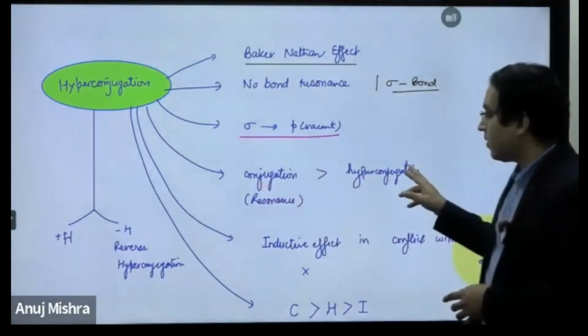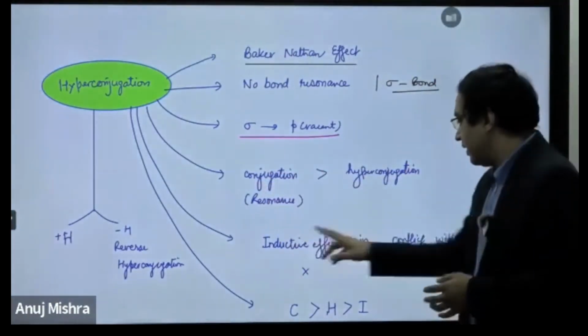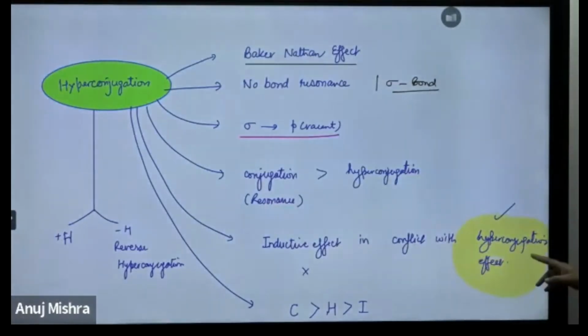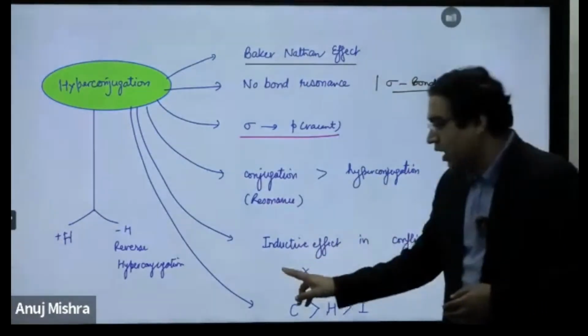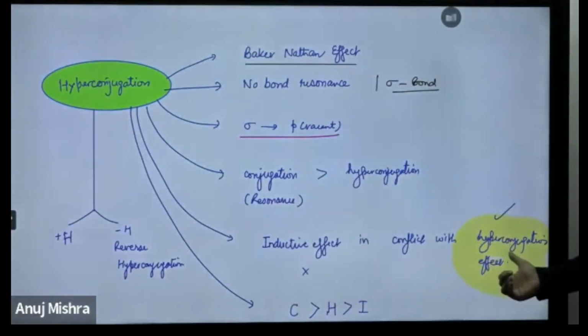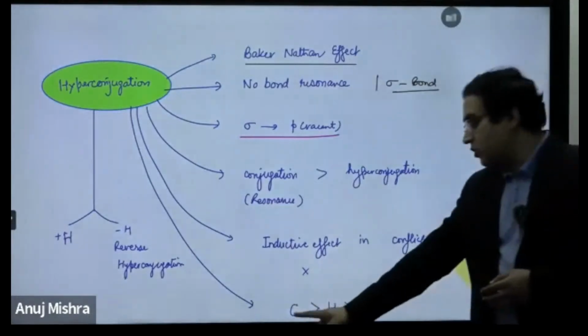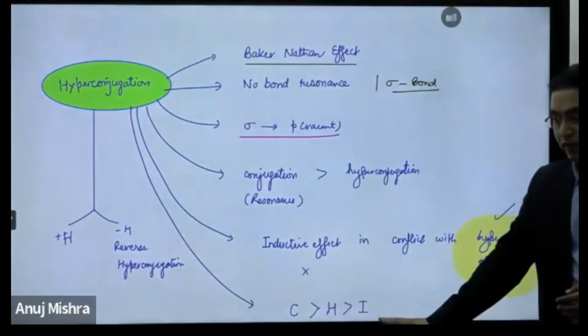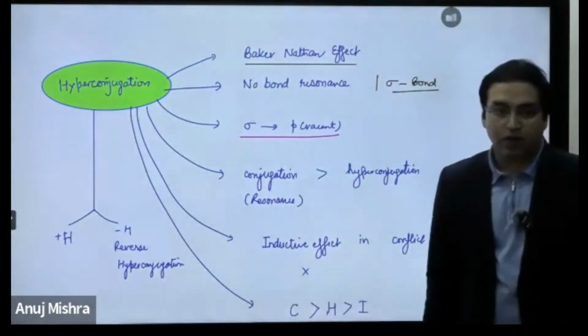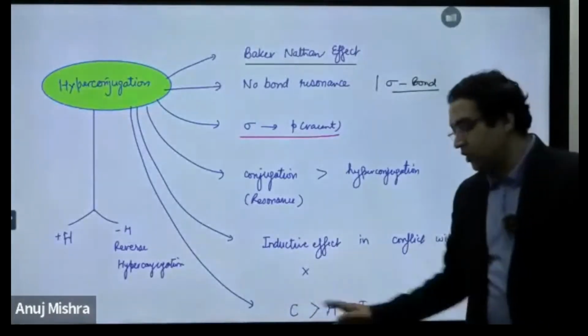Conjugation is superior to hyperconjugation. Inductive effect in conflict with hyperconjugation: inductive effect will lose, hyperconjugation will win. And the final sequence is conjugation, hyperconjugation and inductive. CHI. Okay. China याद है ना, China का CHI.